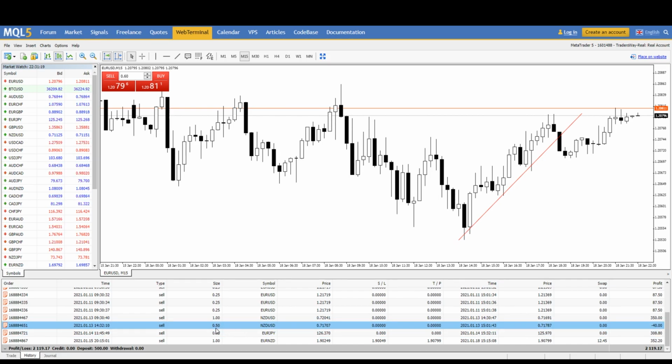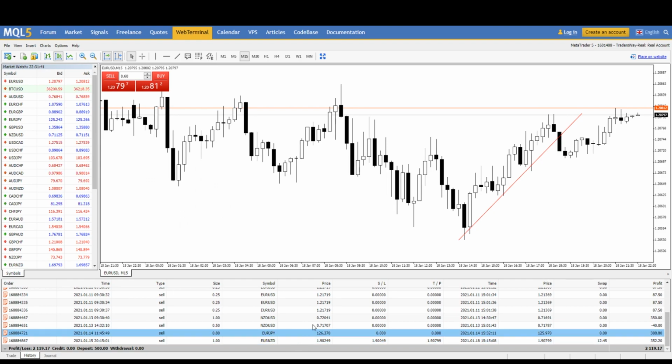Thank God I wasn't greedy, so I made the lot size, as you can see, much smaller. First one was 1 lot size, then it was half of it. And we're nearly running out of trades, so 2 left.